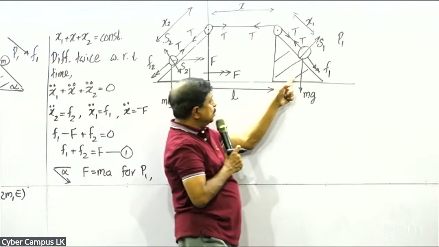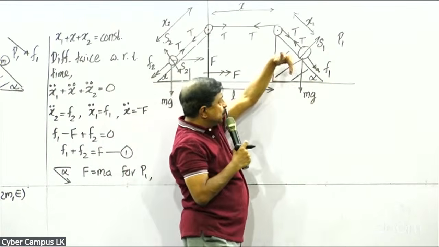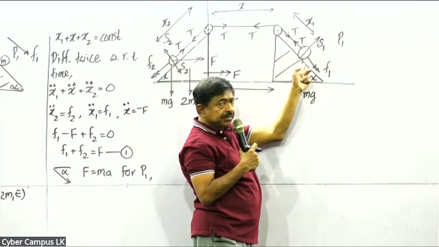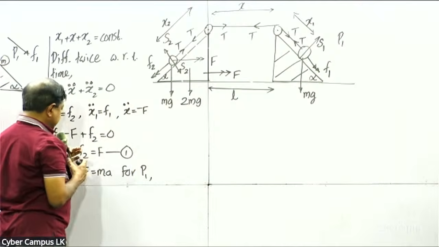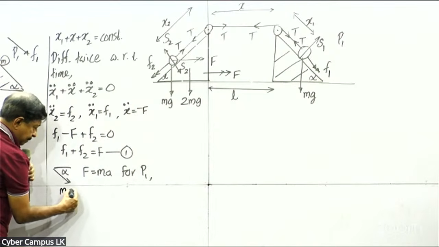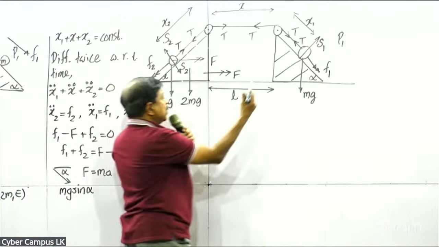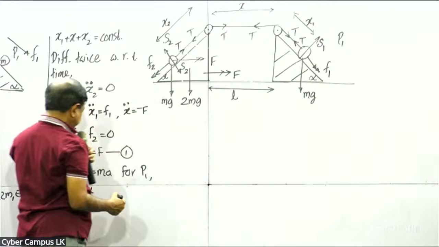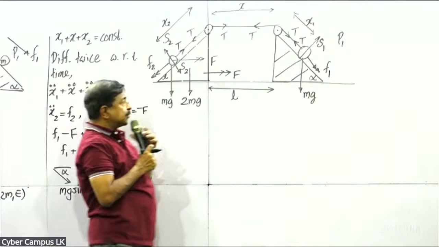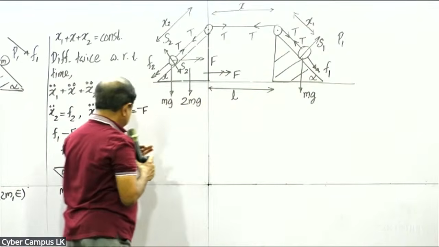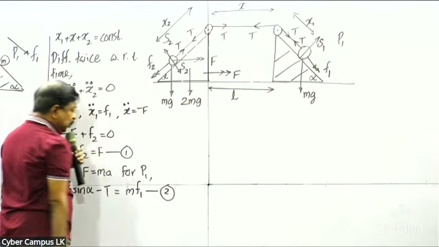For P1, you get this alpha, this also alpha. So if you resolve it, this is 90 minus alpha. So cos of 90 minus alpha is sine alpha. So it is mg sine alpha minus T is m times the acceleration. It is simply f1, the acceleration related to the earth. So I'll take this as equation 2.